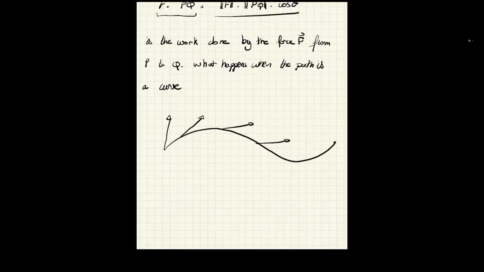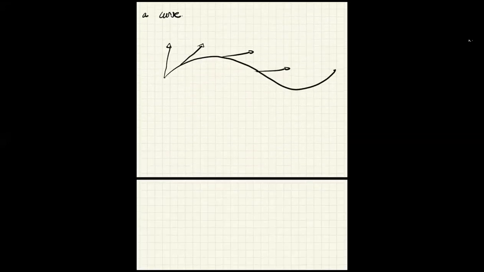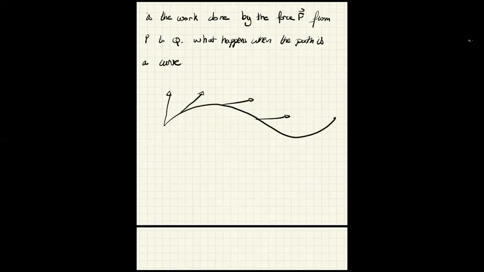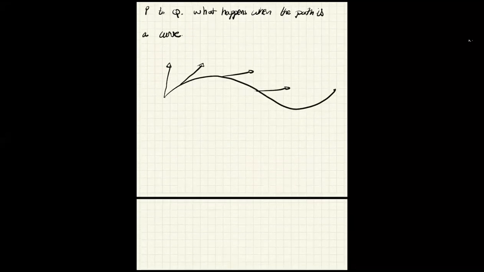So locally, it's something simple, right? Locally, it's a scalar product and a line. But globally, it's an integral.